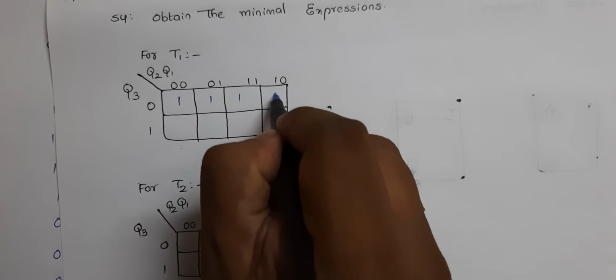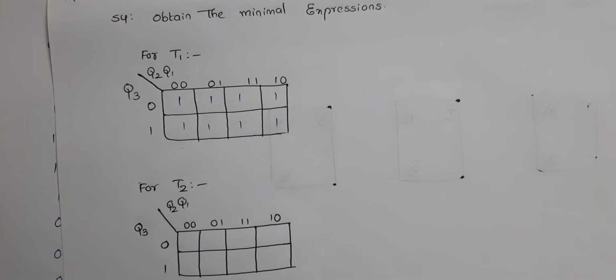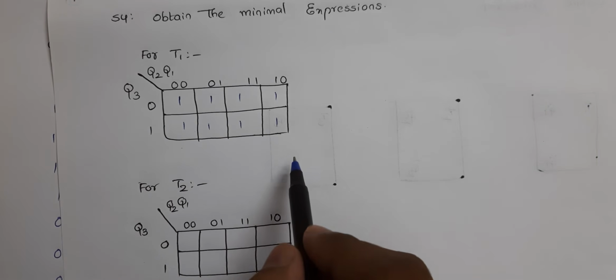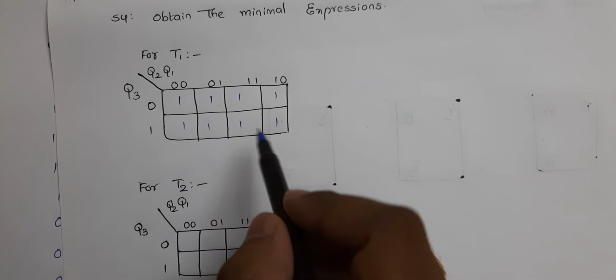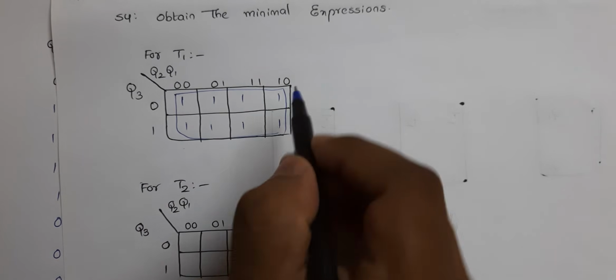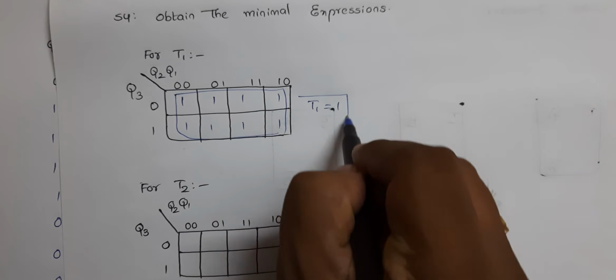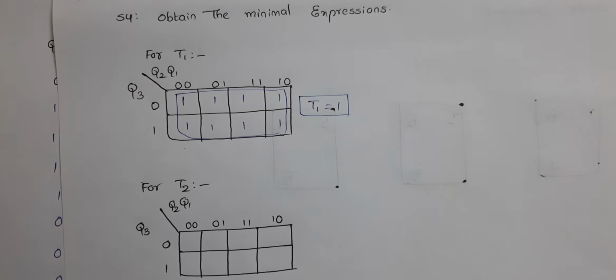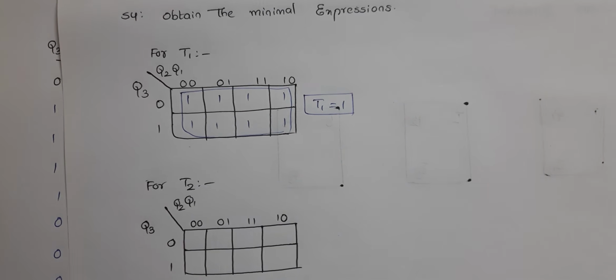So what should we do? We simply fill this K-map with all ones. After completing, the 8 cells are filled with ones, which means all 8 cells are paired. And what is the solution for T1? The solution for T1 is 1. Why? Because all 8 cells are filled with ones and paired, so there is no Q3, Q2, Q1 term. So the expression for T1 is equal to 1 only.